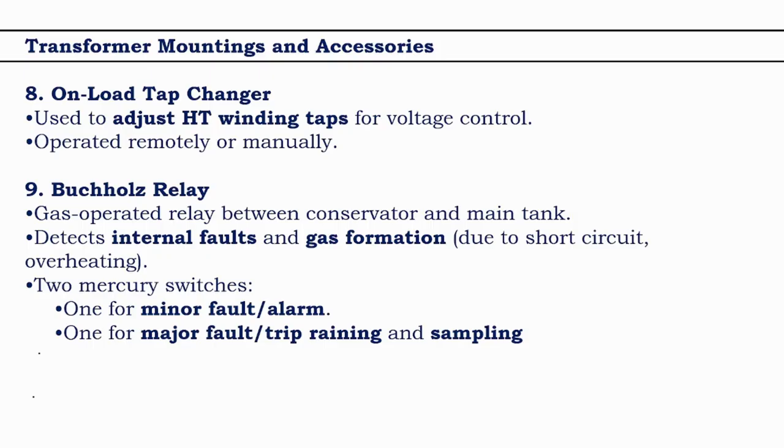What is the Buchholz relay? The Buchholz relay has two mercury switches. One is for alarm, another one is for trip. This relay is installed between the main tank and the conservator tank. During internal fault conditions, the oil gets expanded and flows to the conservator tank through the Buchholz relay, depending upon the type of fault. If it is a minor fault, it leads to an alarm. If it is a major fault like a short circuit, then it leads to tripping of the transformer, that means isolating the transformer from the source to the load.